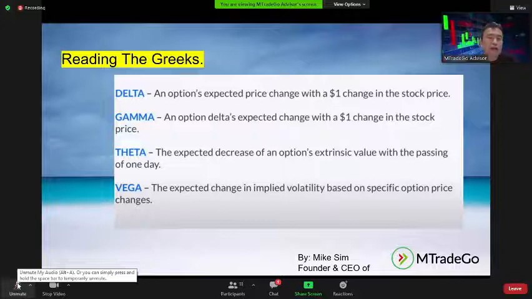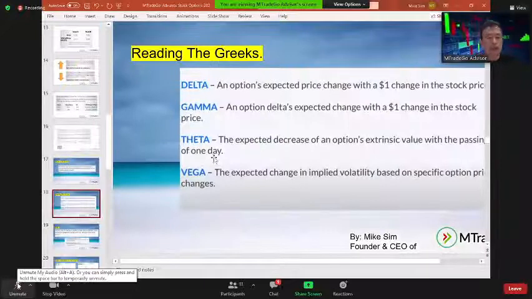Delta is the option's expected price change when the stock price changes by $1. I'll give you a very good example here. We go back to the handy trader, so at least you guys can read.